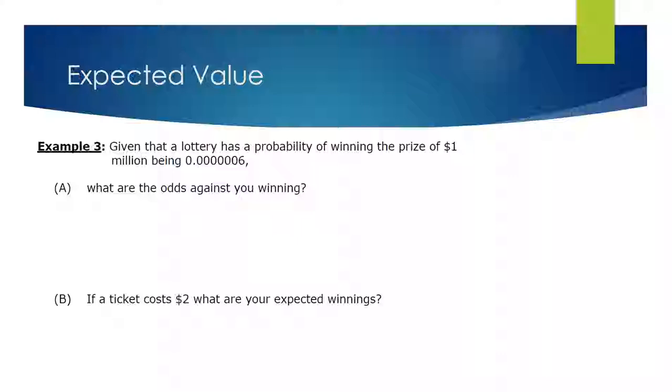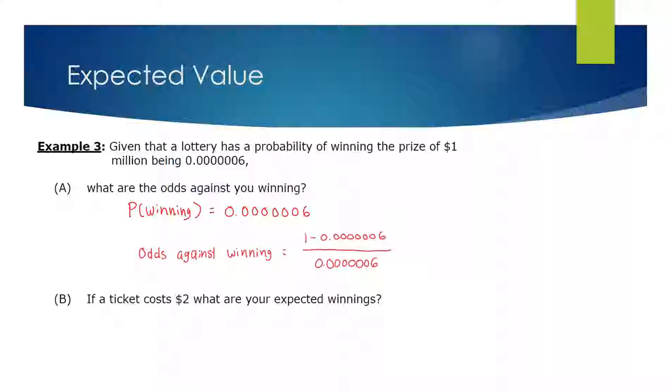So let's have a look at this. What are the odds against you winning? I have a pretty small probability, so I do expect this to be well over 0. Knowing that the probability of winning is 0.0000006, I know that the odds against me winning are 1 minus that 0.0000006, over that probability, which is basically 0.9999994 over 0.0000006.